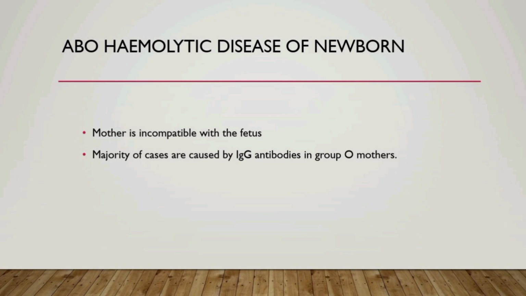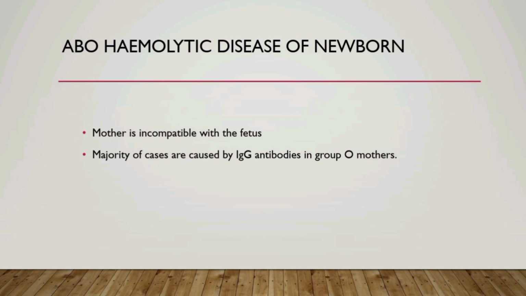Except in this case, we have antibodies against ABO blood groups, and these are the most frequent cause of HDN disease. The majority of cases of ABO HDN are caused by immune IgG antibodies in blood group O mothers. As IgG antibodies can pass through the placenta easily, they cause HDN disease in newborns.